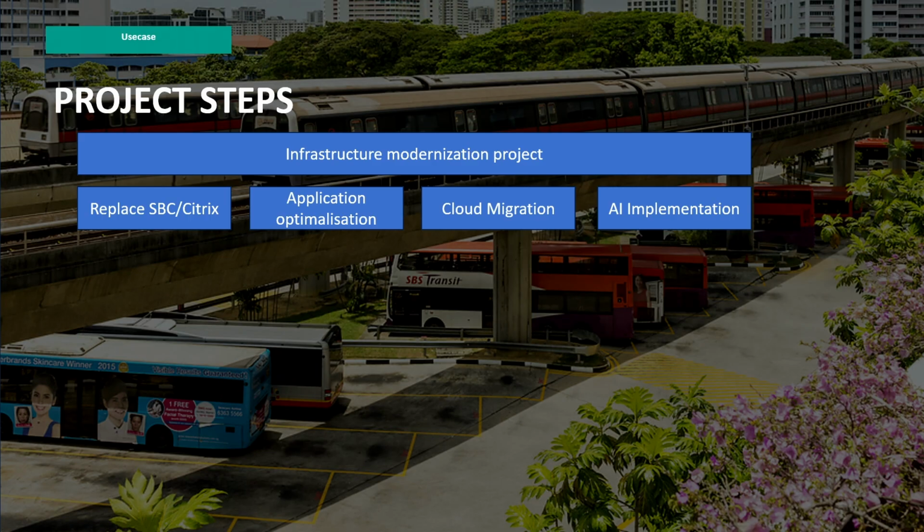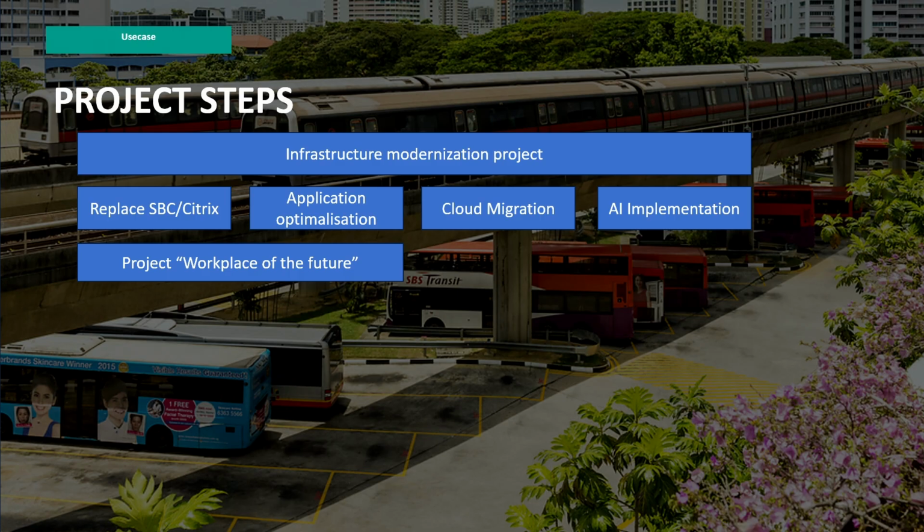It has something to do with replacing our server-based computing farm, which is on-premise at the moment. We have some application optimization because we have 700 applications with 1,000 users, which is a lot, you can say. We wanted to move out of the old data center into Azure. And we wanted to do something with AI because that's cool. That's what all the cool kids do.